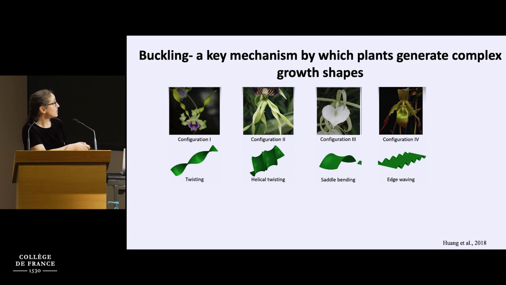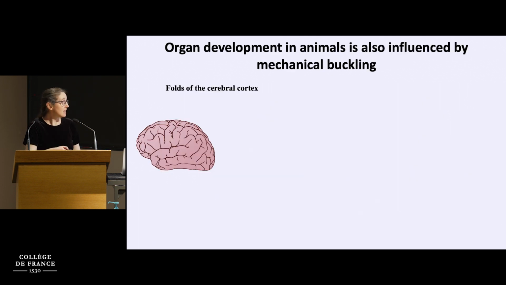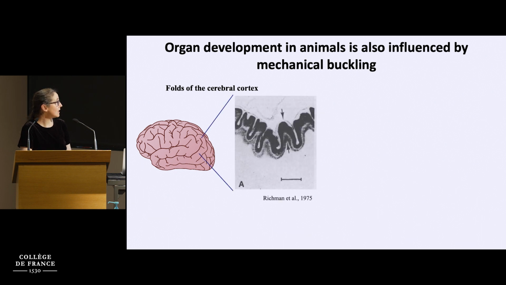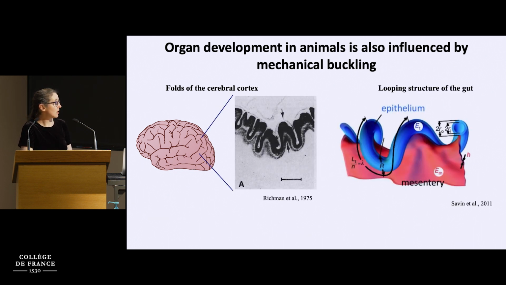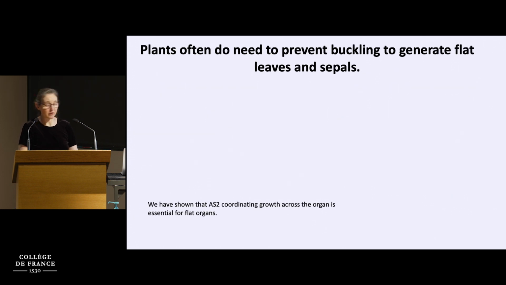So here's some examples of various petals where different forms of buckling create the really complex shapes. So you can have twisting, helical twisting, saddle bending, and edge waving on these different types of petals. In these cases, the plant is orchestrating buckling, presumably through altering growth. This is true also in animals. So the folds in the cerebral cortex of the brain are due to buckling. Some of the looping of the gut is due to buckling. You guys probably know this better than I do.